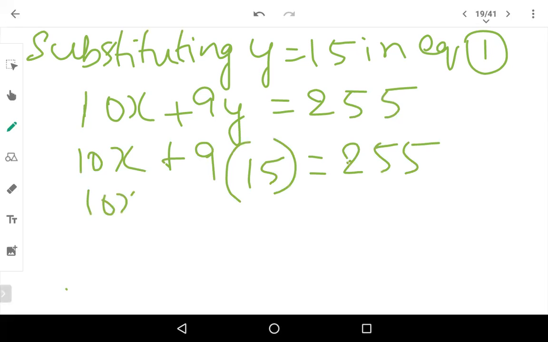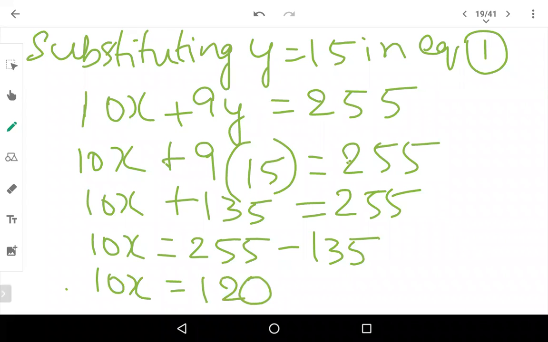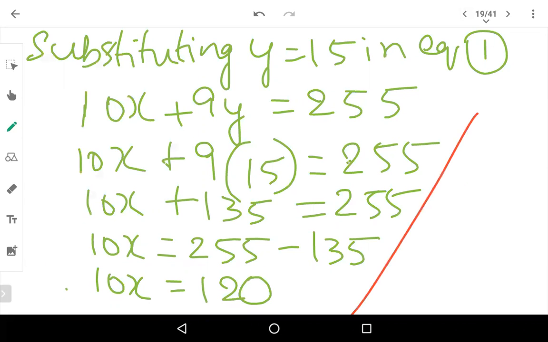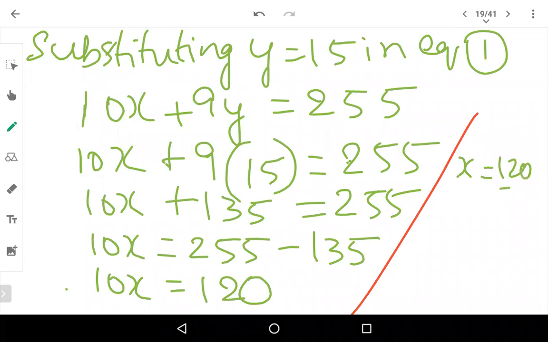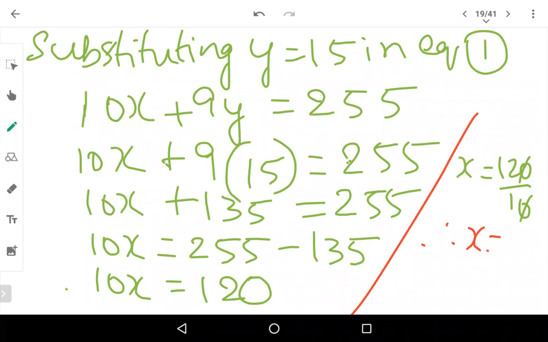So 10x plus 9 into 15, how much do we get? 135 is equal to 255. So 10x is equal to 255 minus 135. So 10x is equal to, how much do we get? 120. Okay, I'll just write it here. So x is equal to 120 by 10, the 0s will get cancelled. Therefore, x is equal to 12.